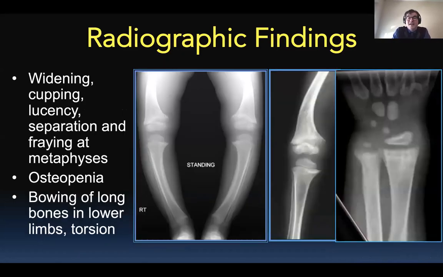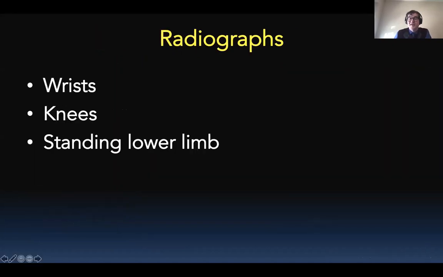The radiographic findings that we're looking at are typically widening, flaring, lucency, and separation at the metaphyses, as shown on these X-rays. You can have bowing of the lower limbs and torsion of the long bones in the lower limbs as well. The radiographs that we usually use to evaluate Rickets are looking at the knees, the wrists, and the standing lower limbs.